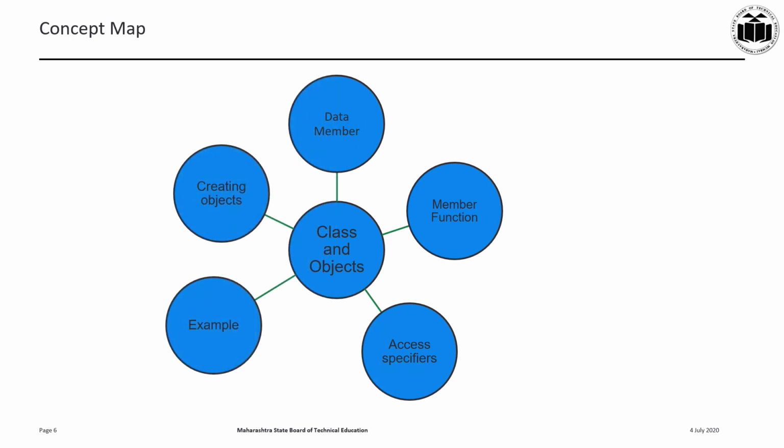So the concept map is here. The concept map consists of class and object. The class consists of data members, member functions, access specifiers, creating objects and examples. By using all this, we will develop and implement small programs.